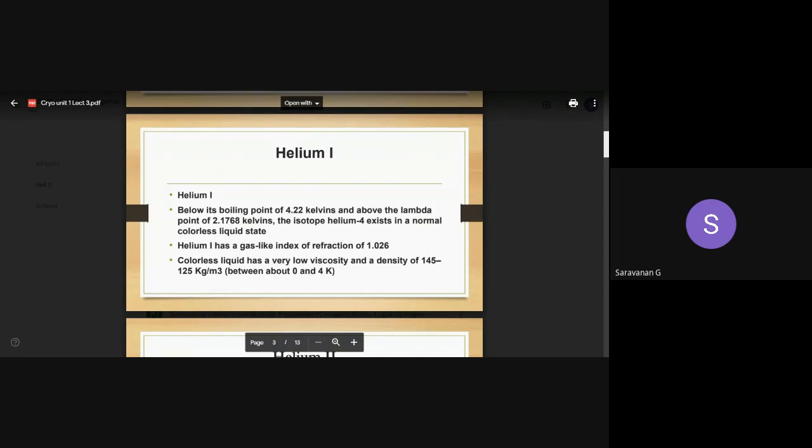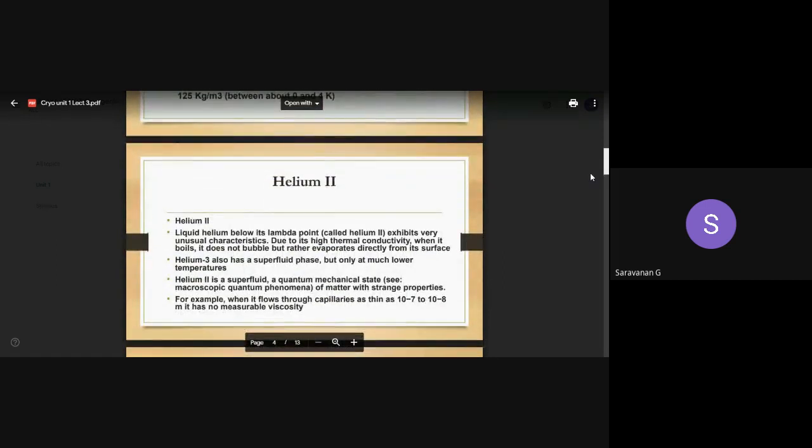The helium called helium 4 exists in a normal colorless state. The index of refraction is 1.06, one more property under discussion for helium. The density of this fluid is in the range of 145 to 125 kilograms per meter cube over the temperature range 0 to 4 kelvin. At 0 kelvin it is 145 kilograms per meter cube, and at 4 kelvin it is 125. So those are some properties of helium 1.